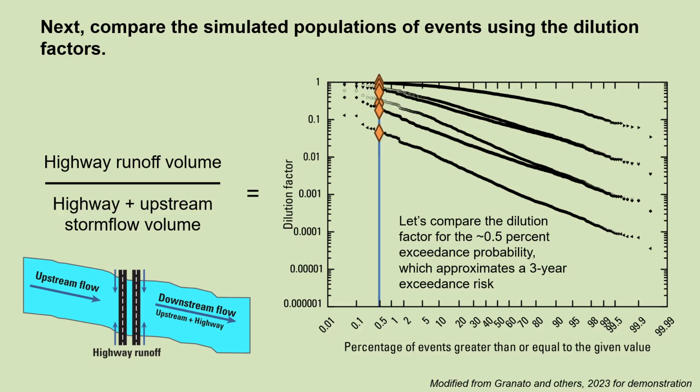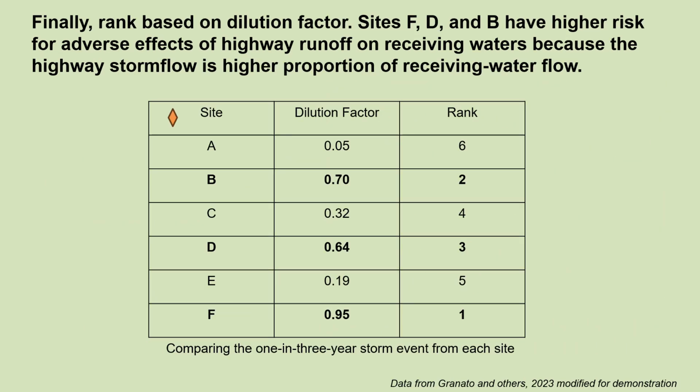We have over 1,000 simulated events for each of these sites. So we're going to just draw one point for comparison, and that blue line is placed at the 0.5% exceedance probability, which in the case of southern New England, based on the number of storm events per year and the total number of events that were simulated, approximates about a 3-year exceedance risk. So if we take those values at the blue line, at that 0.5 percentage, we can then look at the dilution factors associated with each site, and we can rank based on those dilution factors.